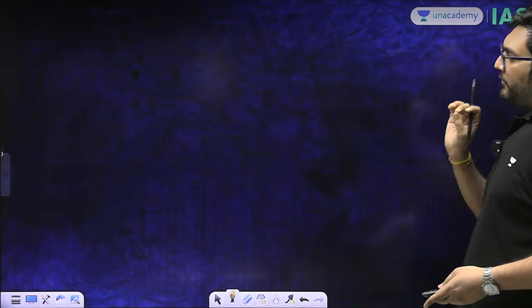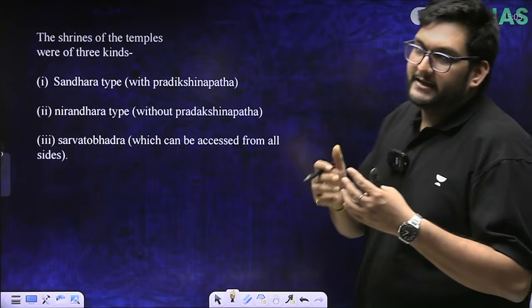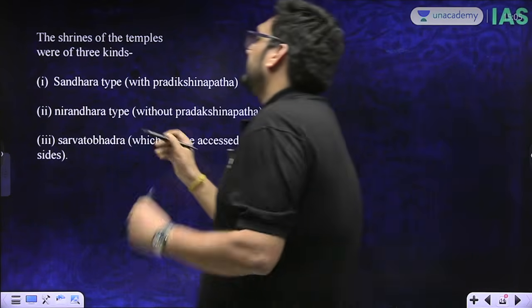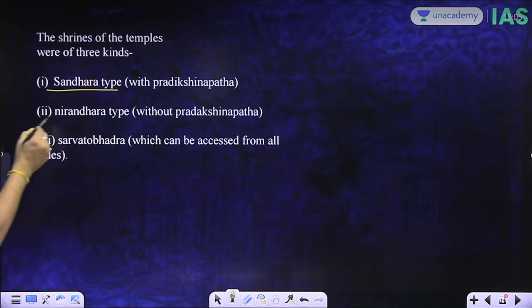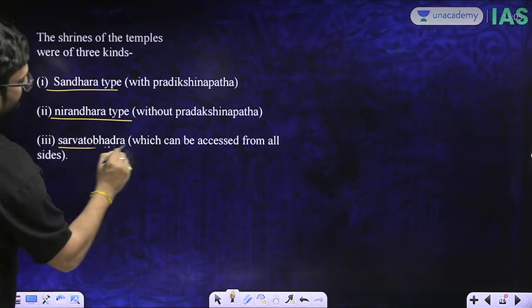Now, when we talk about different kinds of shrines, there are 3 terminologies which are used: Sandhara, Nirandhara, Sarvatobhadra.